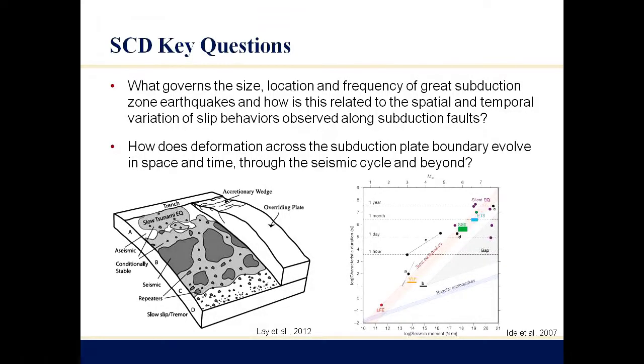So the GeoPRISMS program and scientists interested in subduction and rift processes came together and put together some key questions for subduction cycles and deformation. This includes the one I focused on this morning: what governs the size, location, and frequency of great earthquakes, and really trying to understand what controls the different types of slip processes we see going on in subduction zones. Another question: how does deformation across the subduction plate boundary evolve in space and time through the seismic cycle and beyond?